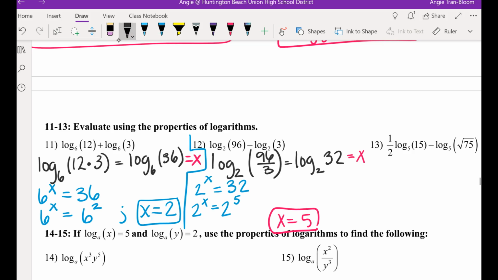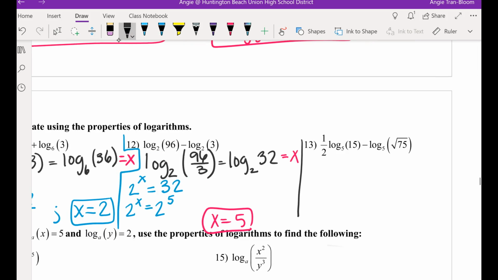Ready? 13. One half times log base 5 of 15 minus log base 5 of the square root of 75. This is a toughie. Are you ready? What do you do first? Rewrite what? The power, yeah. Right now, can you see that there's a leading coefficient of one half? What does that become? Rad 15.